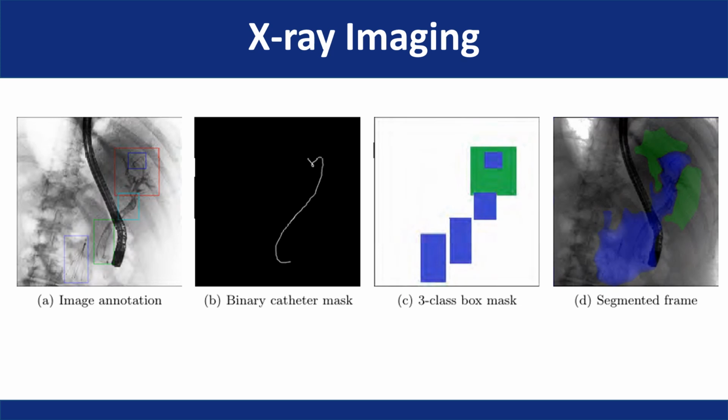Subfigure C expands the annotations to include bounding boxes for tooltips and contrast regions, providing a more comprehensive understanding of the fluoroscopy environment. Segmentation results. Finally, subfigure D shows the segmentation results overlaid on an image, demonstrating how the trained system can detect and classify these elements in real time.